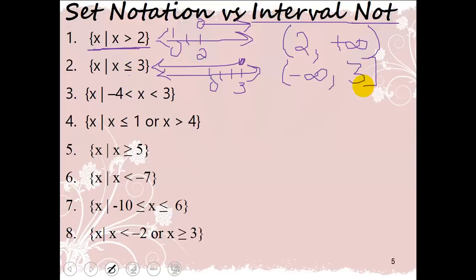Number 3, this is a range of values. It goes from -4 all the way to 3. And there are open dots on each end. And so we would use parenthesis, -4, comma, 3, parenthesis. All right, you go ahead and hit pause and try.